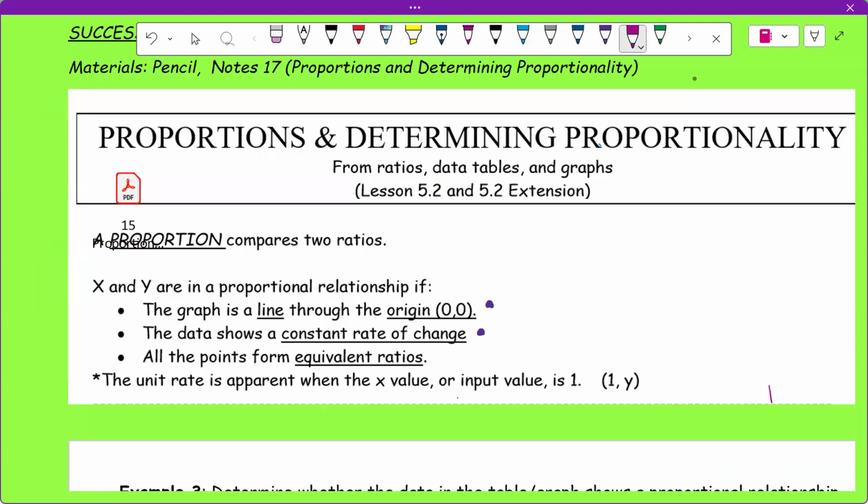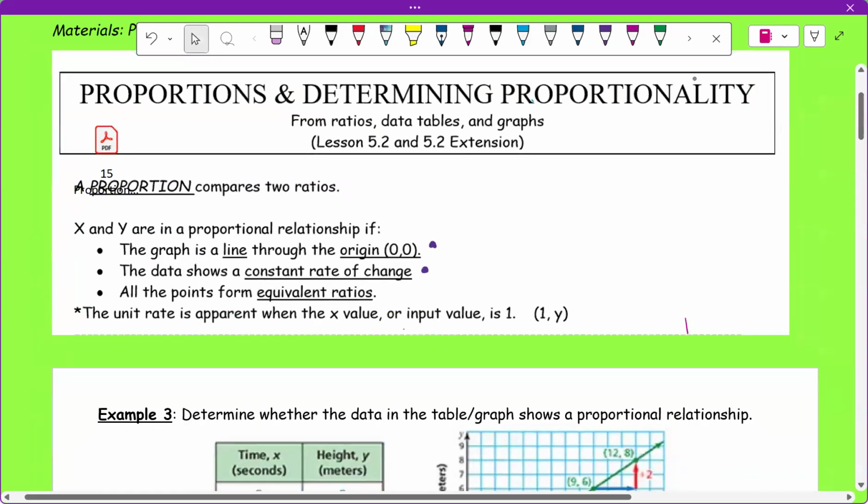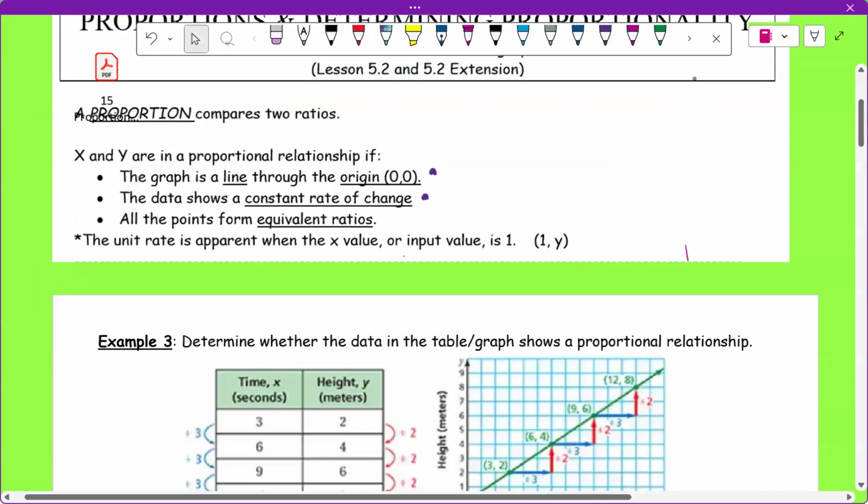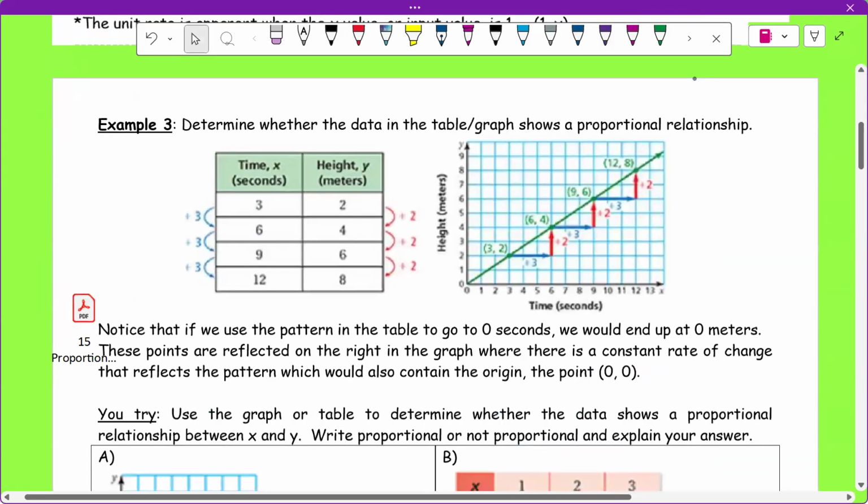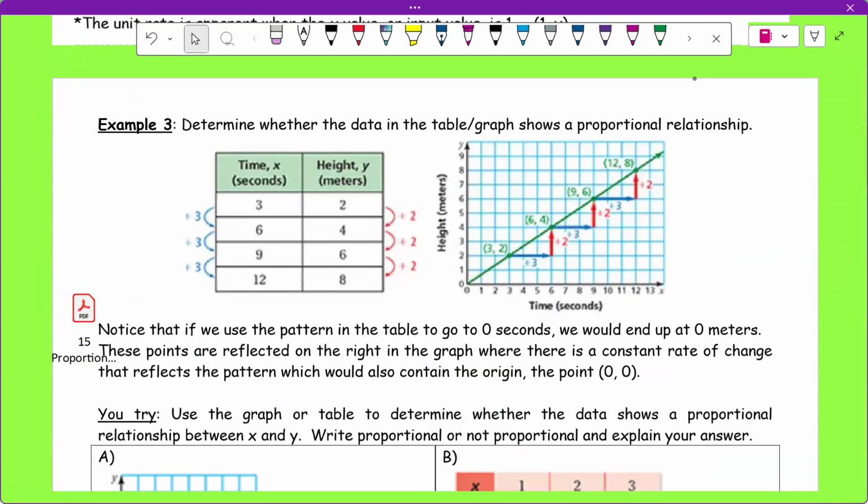So you're on the same notes, note 17, proportions and determining proportionality. This time we're on example 3. So this first example is just showing you some different visual representations. We have this table over here showing a comparison of time to height. And now the graph is over here of that data set. So the table and the graph are representing the same data set.